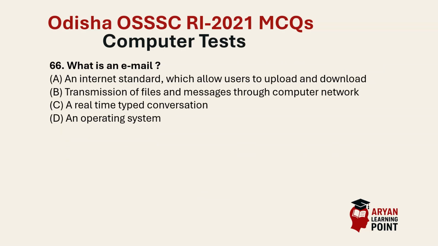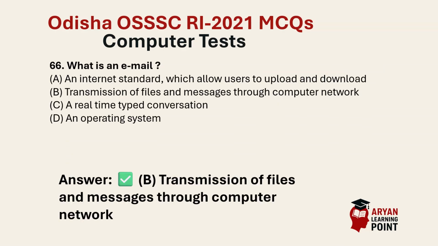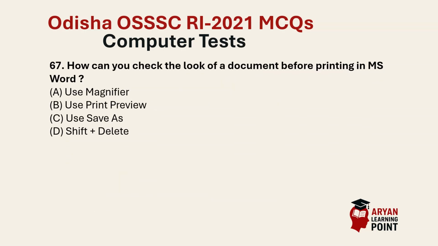66. What is an email? A. An internet standard which allows users to upload and download. B. Transmission of files and messages through computer network. C. A real-time typed conversation. D. An operating system. Answer B. Transmission of files and messages through computer network.